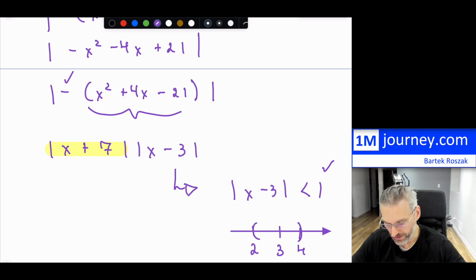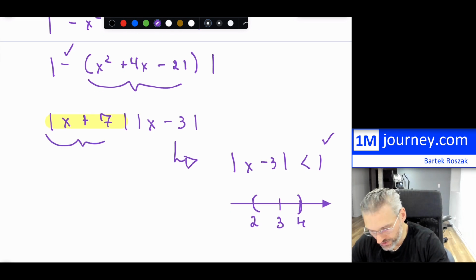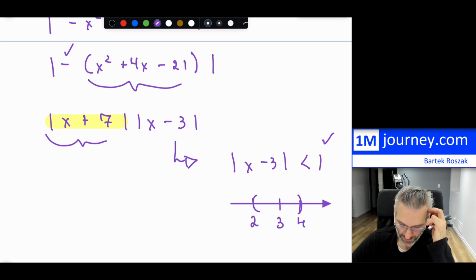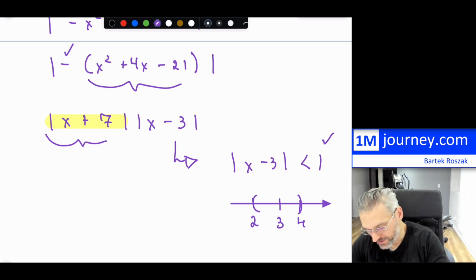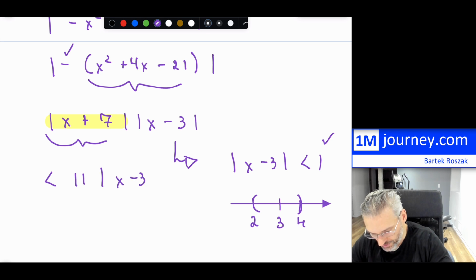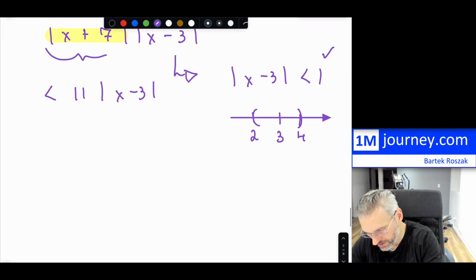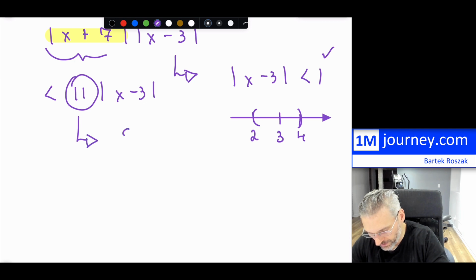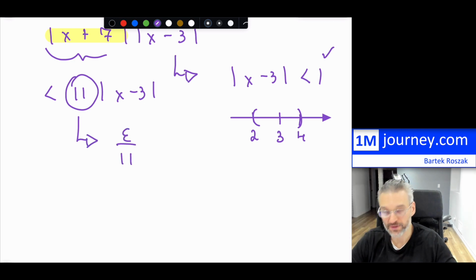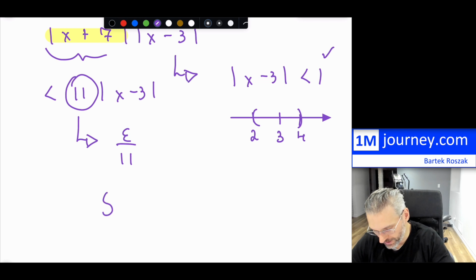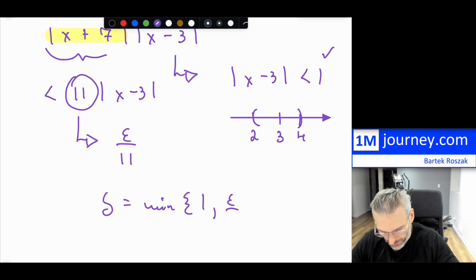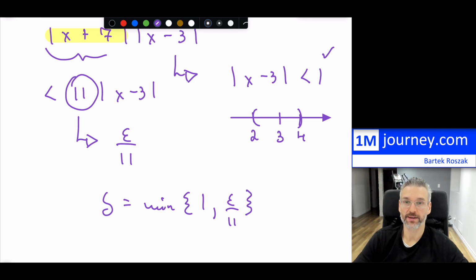And now you want to find the largest value for this. Well, that's when x is equal to 4. Okay, so 4 within here, because they're all positive numbers. So that means that this is going to be bounded by 11. And then you have your x minus 3, and this is your constant. And this will mean that it's going to be epsilon over 11. All right, and again, you can write delta is going to be equal to the minimum between 1 and epsilon over 11.